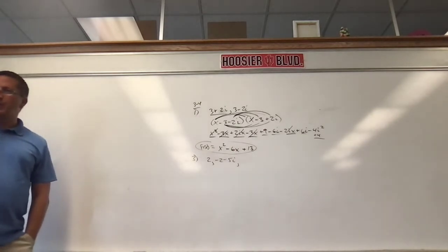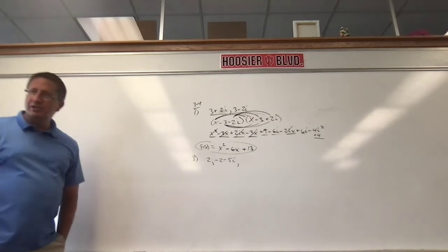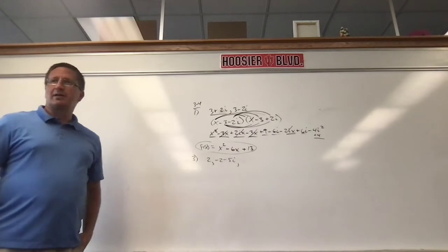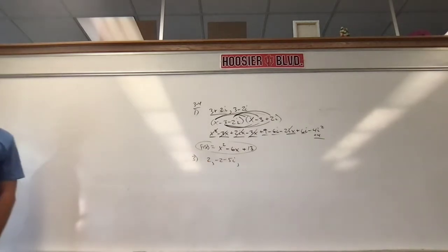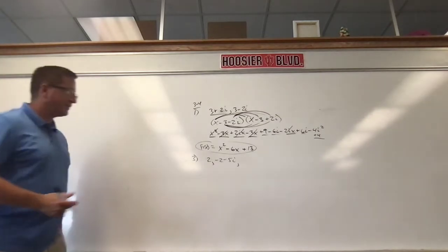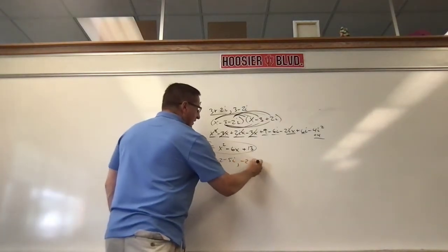If 2 is a 0? No, what did we say come in pairs? All zeros do? No, which ones always come in pairs? Imaginary ones, and 2's not imaginary. This one's imaginary. So if -2 minus 5i is a 0, what's the other 0 that they didn't tell us about? -2 plus 5i.